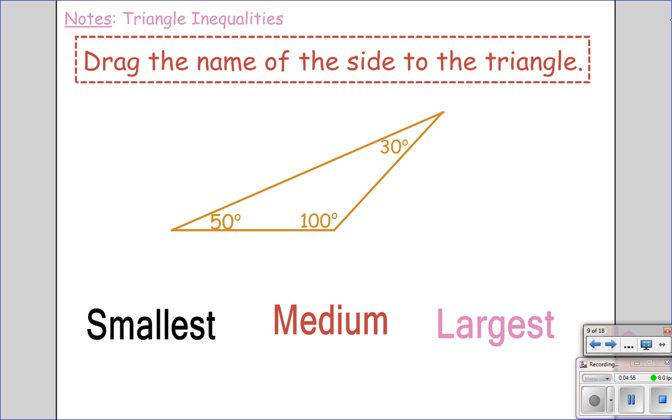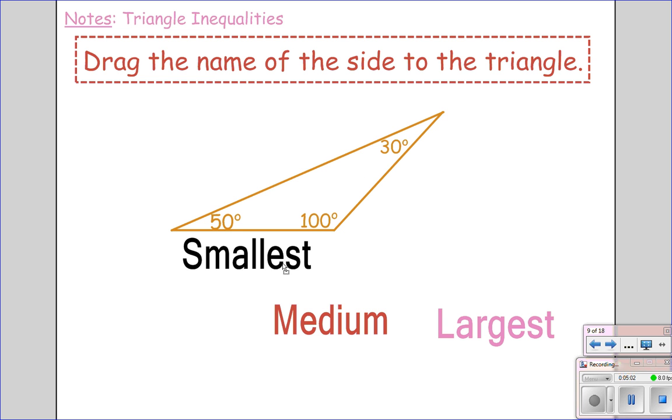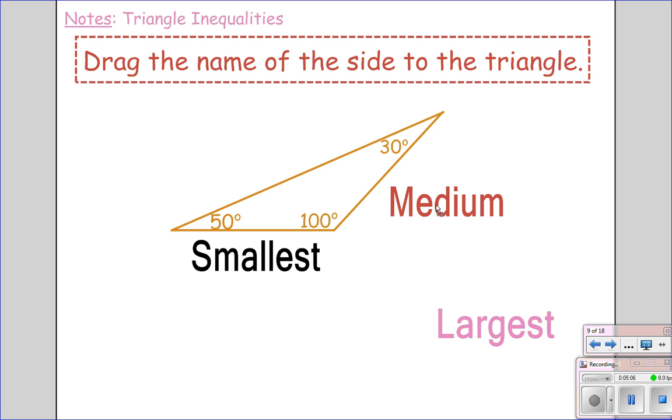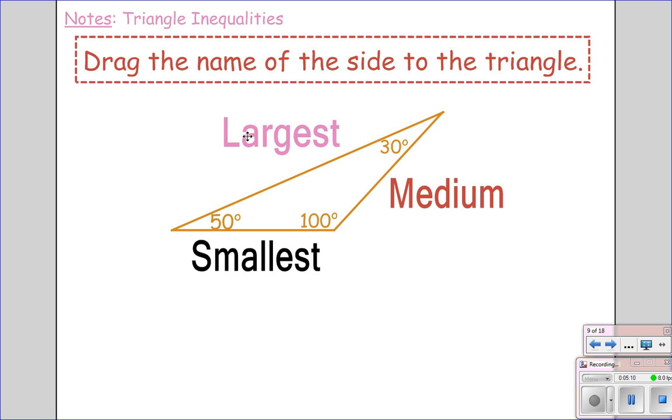Okay, so your smallest angle is 30. So the side across from 30 is right here. Your middle angle is 50. Side across from that is right here. And your largest angle is 100, and the side across from 100 is right there.